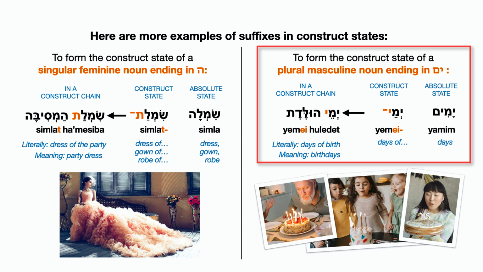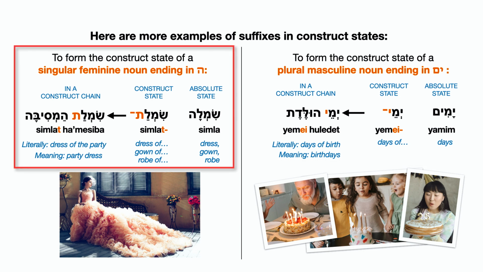So to say birthdays, we say yemei huledet. Yemei means days off, and huledet means birth. So yemei, days off, huledet, birth. That's literally saying days of birth. Yemei huledet. That's how we say birthdays in Hebrew.